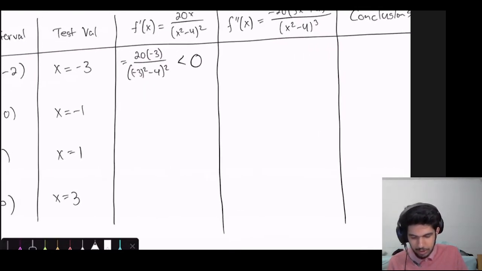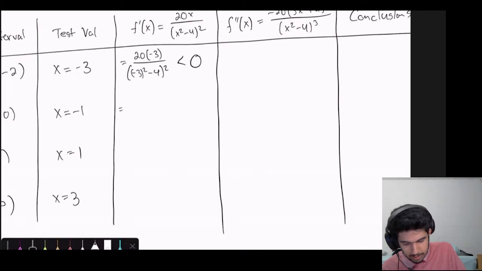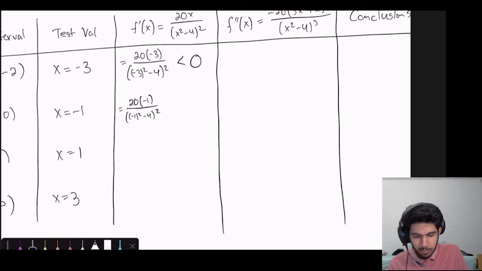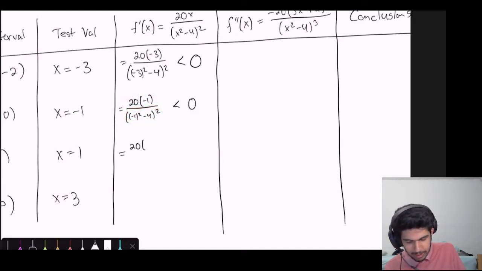Okay, let's do x equals negative 1 next. 20 times negative 1, all of this over negative 1 squared minus 4, quantity squared. Same thing here: the numerator is going to be negative, the denominator is going to be positive, so this is less than 0. Let's do the next one, 20 times 1, all of this over 1 squared minus 4, squared.